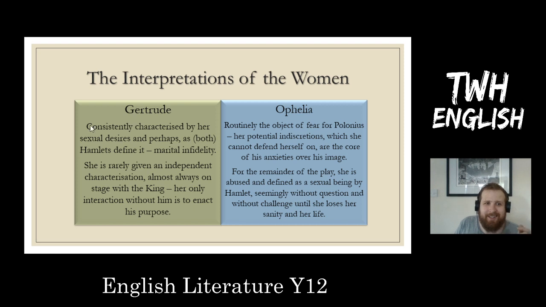So Gertrude is consistently characterized by her sexual desires, and perhaps as both of the Hamlets, so that's young Hamlet and old Hamlet, define her as a figure of infidelity. Yeah, they keep talking about her incest. Hamlet seems incredibly perturbed by the sexual license that she has, and that is how she is viewed by the other characters. In terms of on stage, she is rarely given an independent characterization, almost always on stage with the king. And in fact, her only scene in the play without the king, I'll come to that in a second.